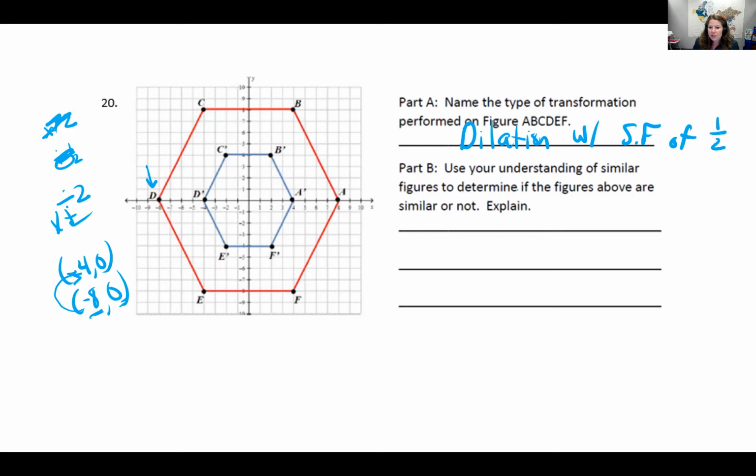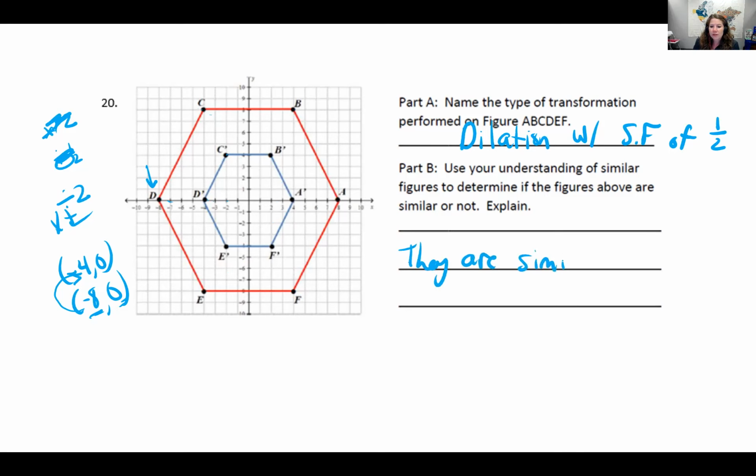And then it says, use your understanding of similar figures to determine if the figures above are similar or not. Well, we know that D, the image is half of the original. So let's see if it happens every time. So C is at -4, 8. Well, half of -4 is -2, and half of 8 is 4, right? B is the same thing. We were at 4, 8. Here we're at 2, 4. And then we can also look at the side length. So this one is 1, 2, 3, 4, 5, 6, 7, 8. And this is 1, 2, 3, 4. This is half. So I would say they are similar.